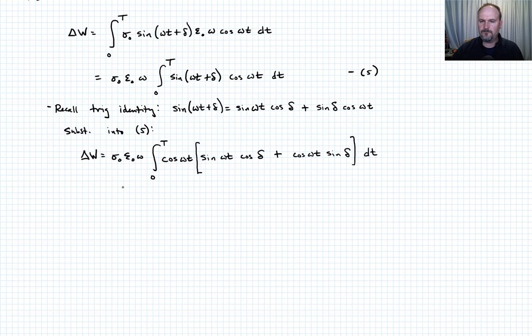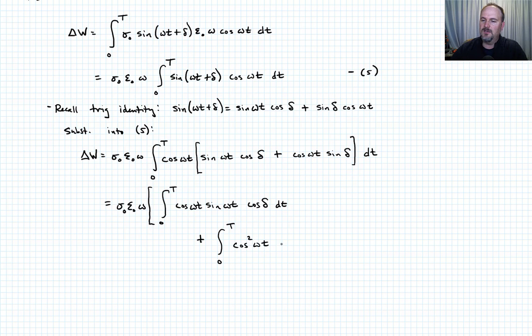Okay, dt. And I can split that into two integrals now. So sigma naught, epsilon naught, omega times the first integral, 0 to t, now of cosine of omega t times the sine of omega t times the cosine of delta dt, plus the integral from 0 to t of the cosine squared of omega t times the sine of delta dt. Okay?